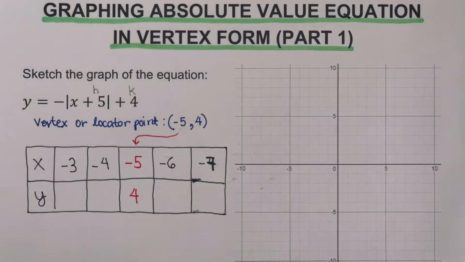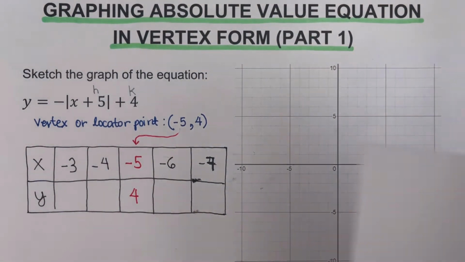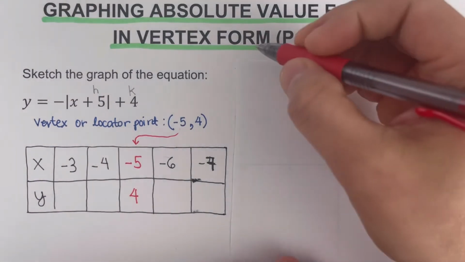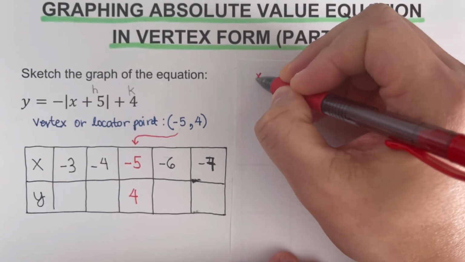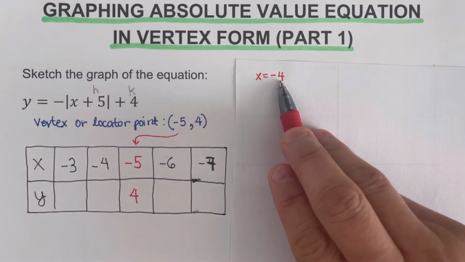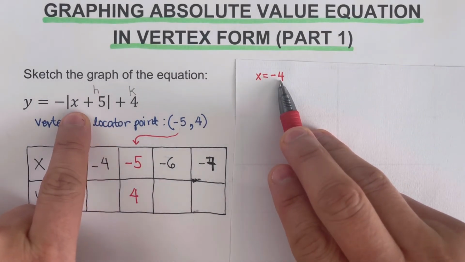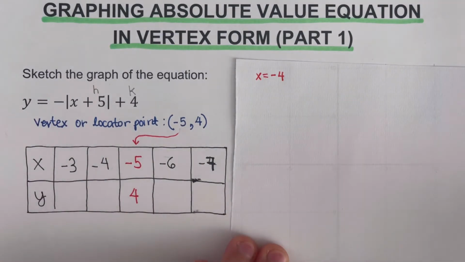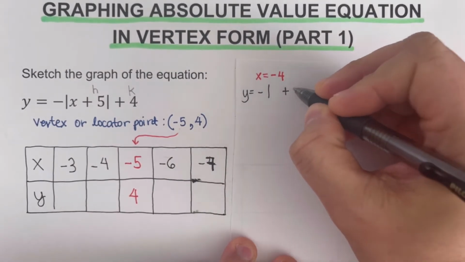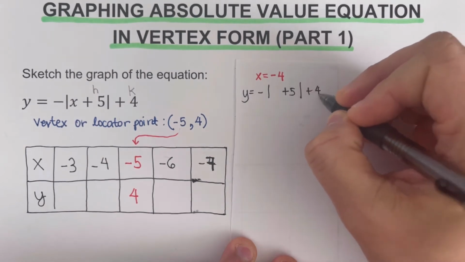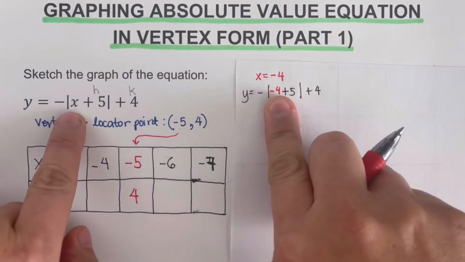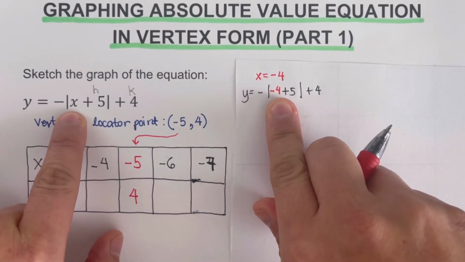So we're going to show the work down here, starting with the first x value. What is the value of y when x is -4? So x is equal to -4. We are going to plug this -4 into the x to solve for y. Our equation comes out as y equals negative absolute value of x plus 5, and then plus 4. We put in the -4 in place of the x.